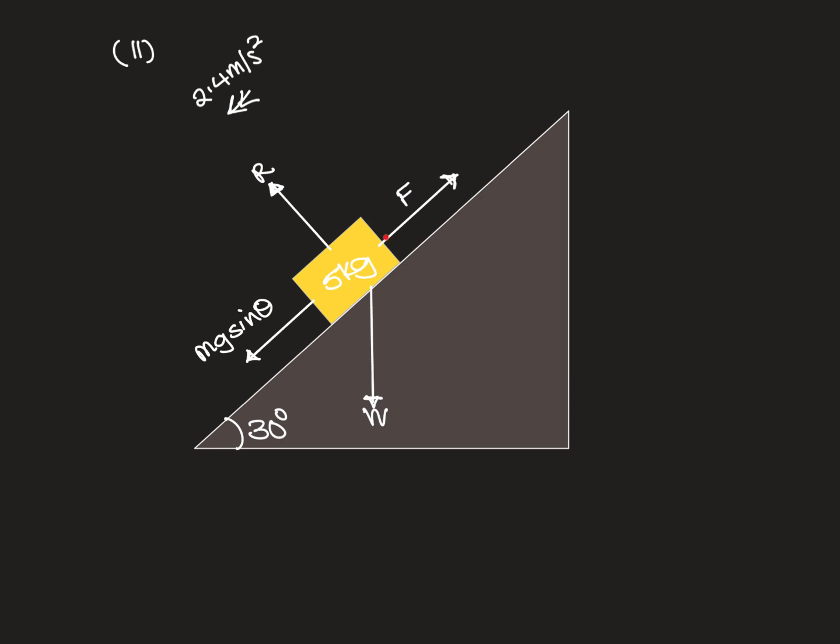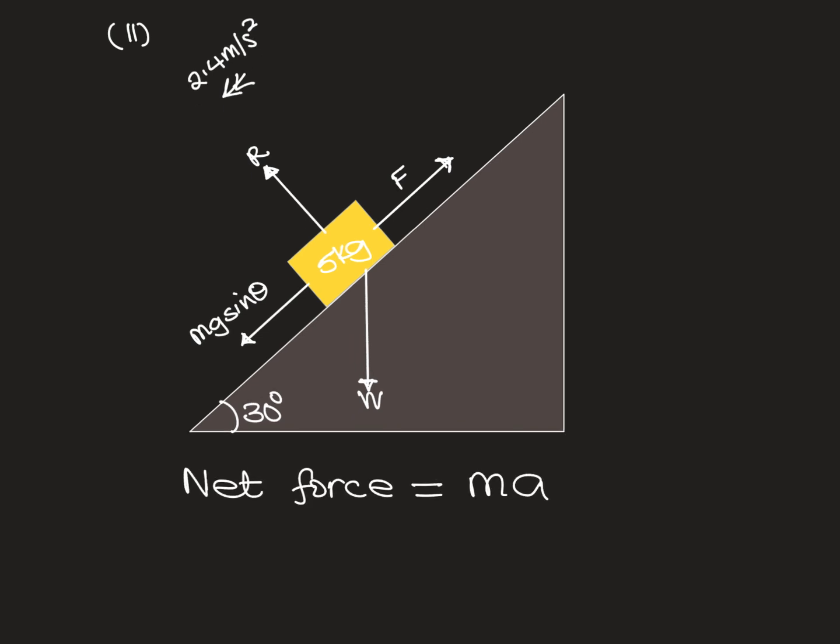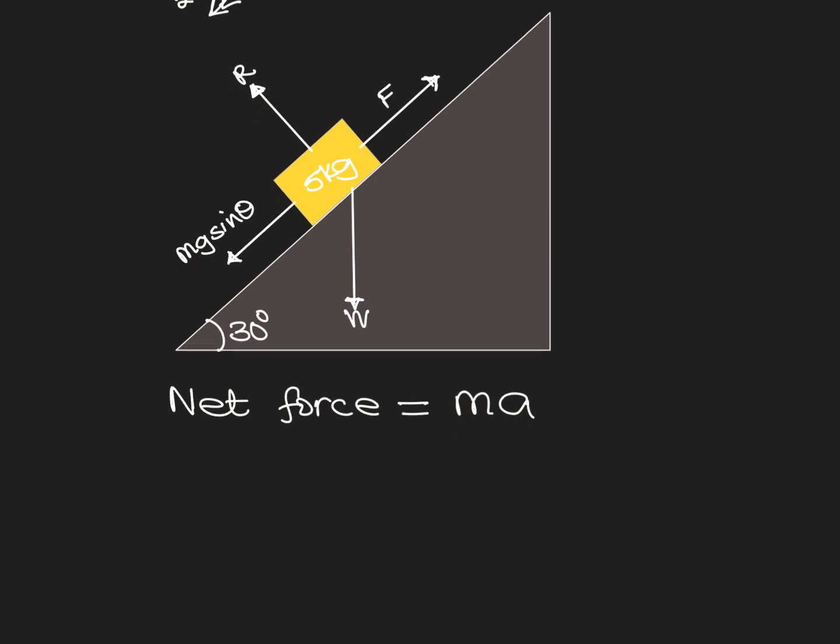So if it is to accelerate down the plane, it means that mg sine theta must be greater than the frictional force, okay, to create a net force. So net force, we know from Newton's second law, is equal to ma. So what will give the net force? That will be mg sine theta minus the frictional force. This will be equal to ma.